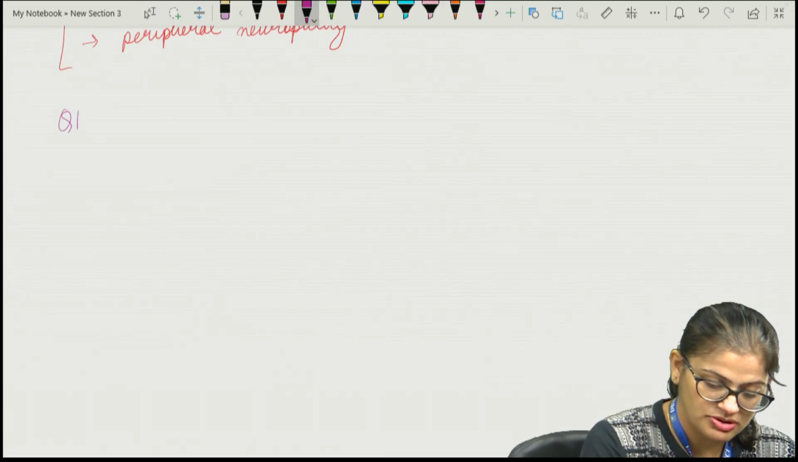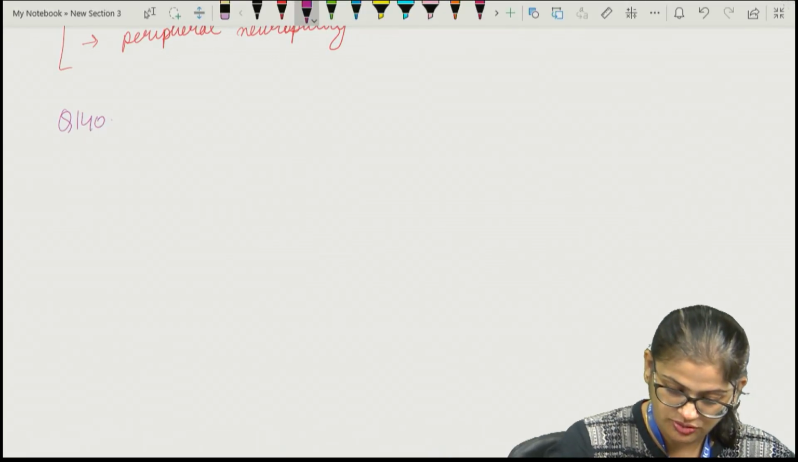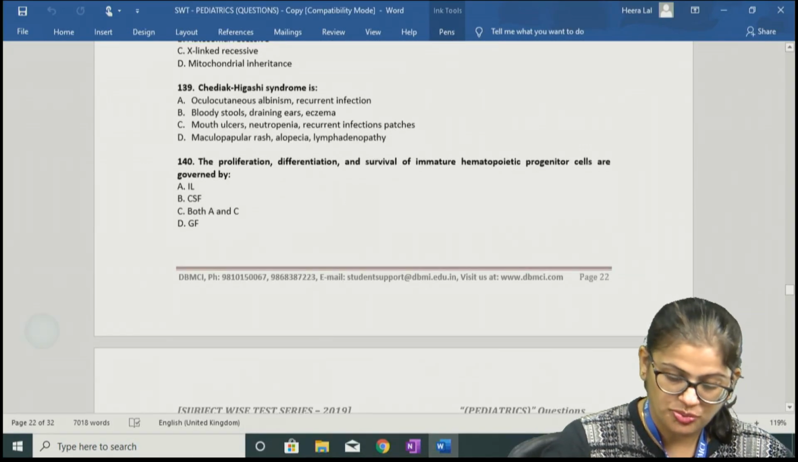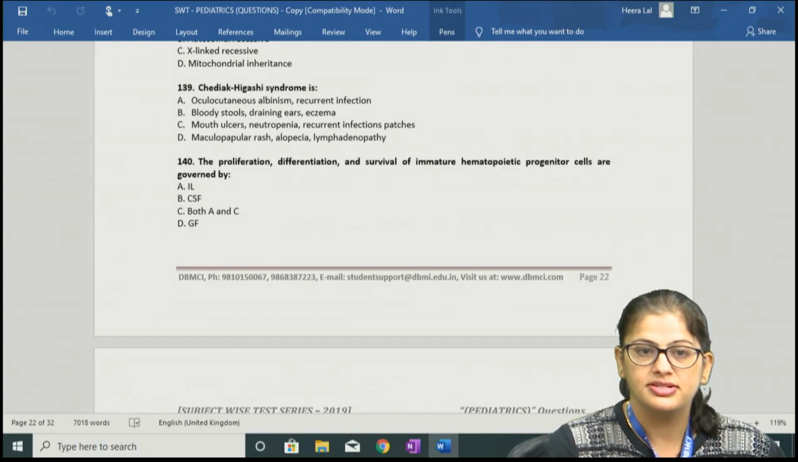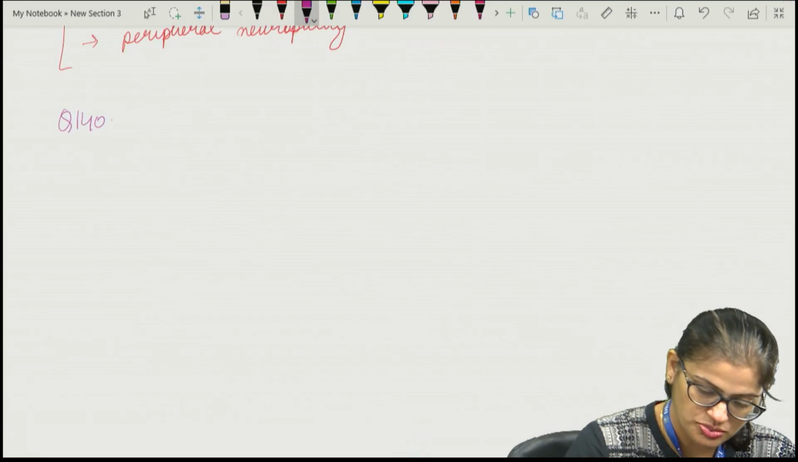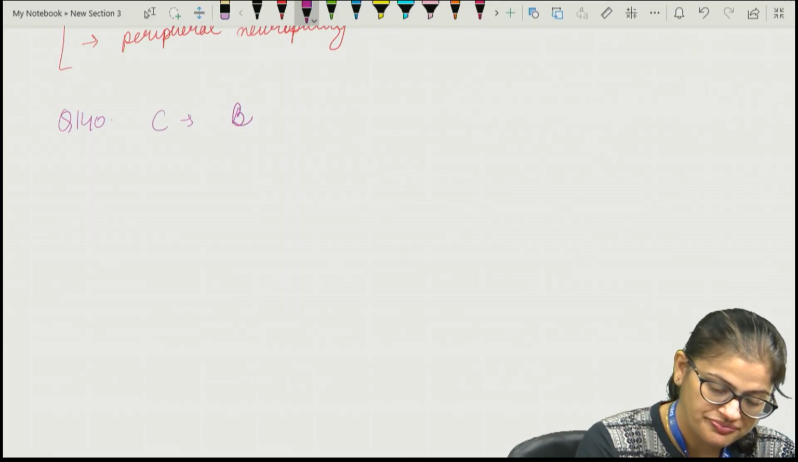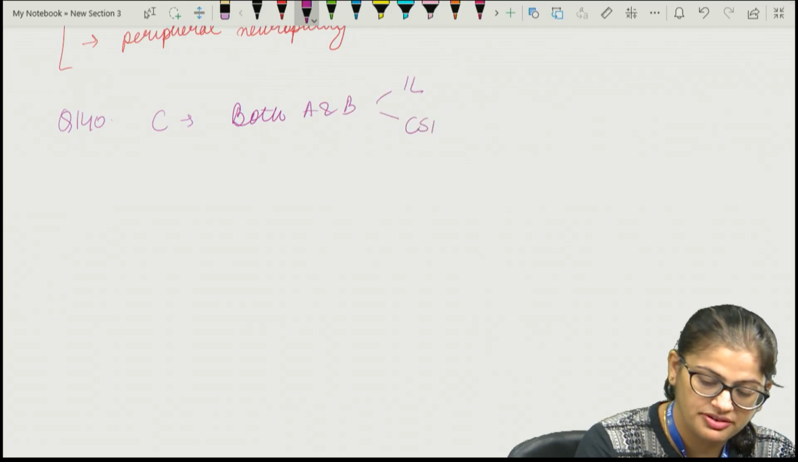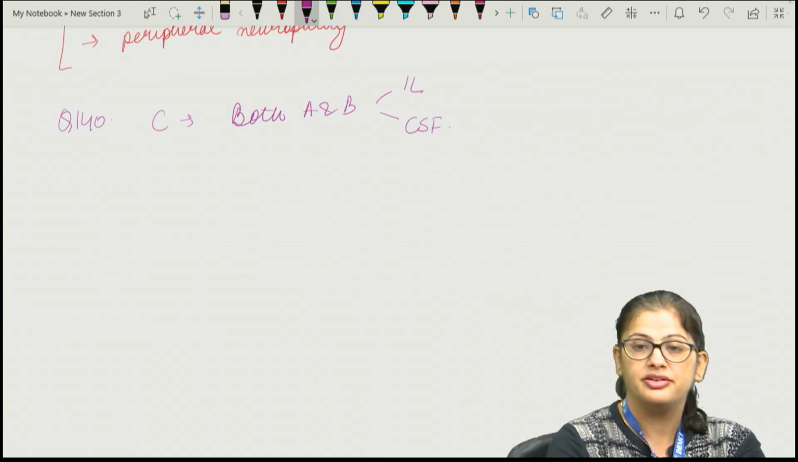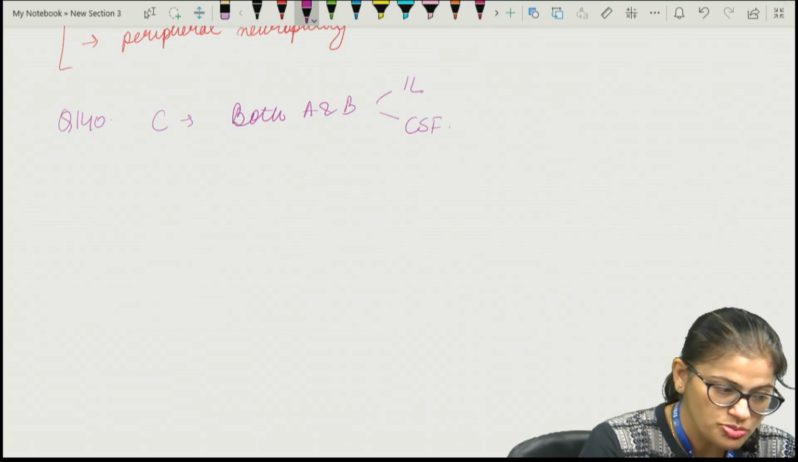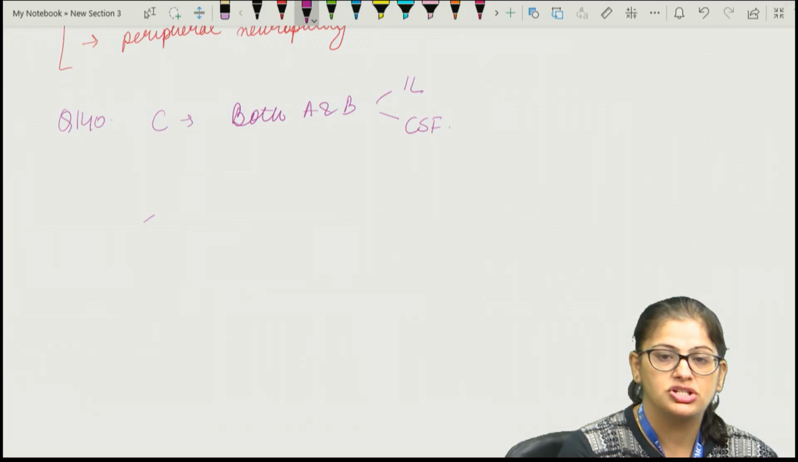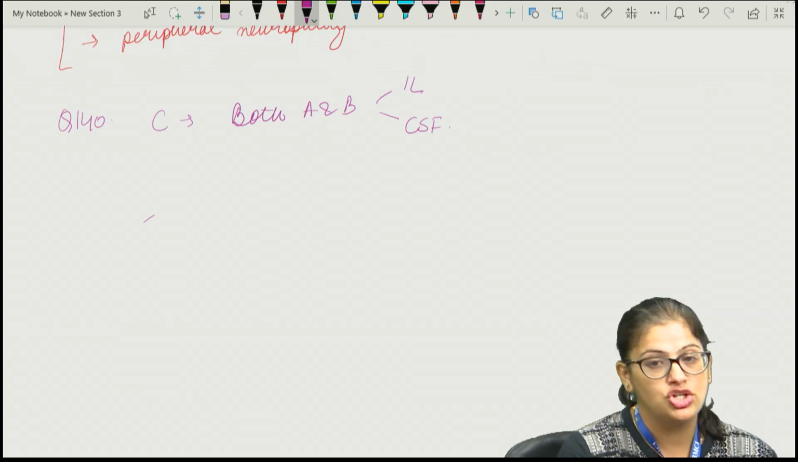Next we come on to question number 140, and question number 140 is, the proliferation, differentiation and survival of immature hematopoietic progenitor cells are governed by, and the correct answer is option number C, that is both A and B, that is both interleukins as well as colony stimulating factor are responsible for the growth, differentiation and survival of the immature hematopoietic cells. So besides regulating the proliferation and differentiation of the progenitor cells, they also help with the proliferation and differentiation of the mature cells as well.